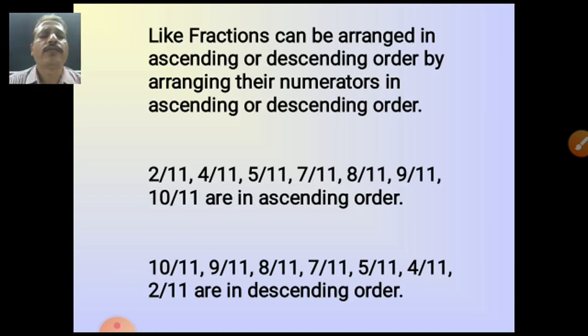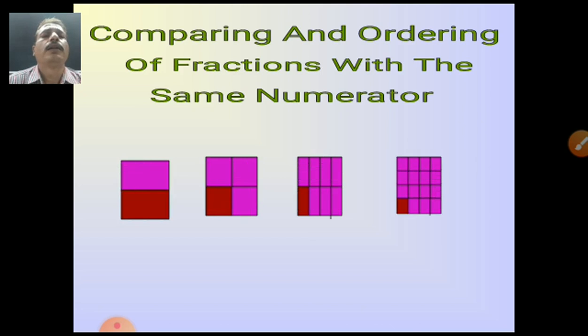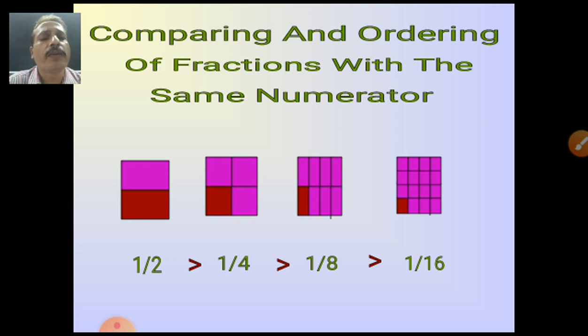The definition of like fractions is also given here. Comparing and ordering of fractions with the same numerator. Yes students, here one picture is divided into 2 parts, the second into 4 parts, the third into 8 parts, and the fourth picture shows 16 parts, and in each one, 1 part is selected. So from the pictures you can also find which is the bigger one. Yes, 1 upon 2 is the bigger one. The first picture has the bigger selected part. The second, the red part, is a little smaller than the first one. That's 1 upon 4, a part of a whole. Fraction means part of a whole. 1 upon 8 is smaller still, and 1 upon 16 is very, very small.